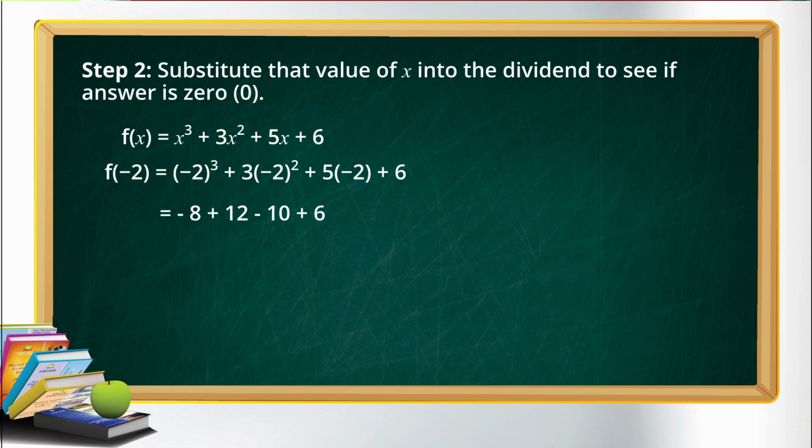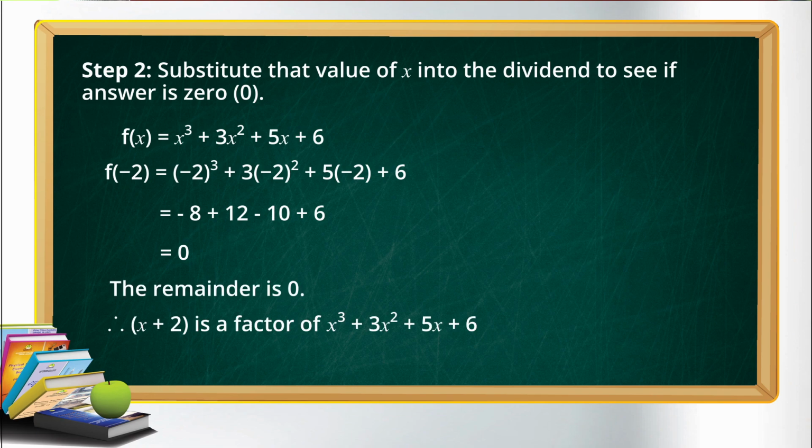And we can easily work it out. The calculation of negative 8 plus 12 minus 10 plus 6 gives 0. Yes, the answer is 0. This means that x plus 2 is indeed a factor of x cubed plus 3x squared plus 5x plus 6. It would divide exactly. Yo, first one done.